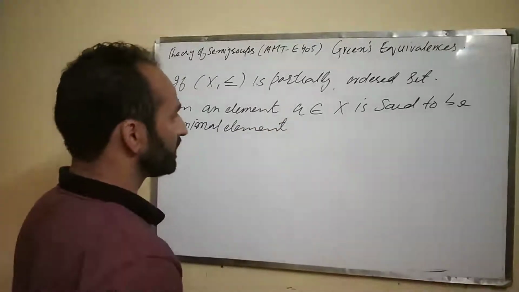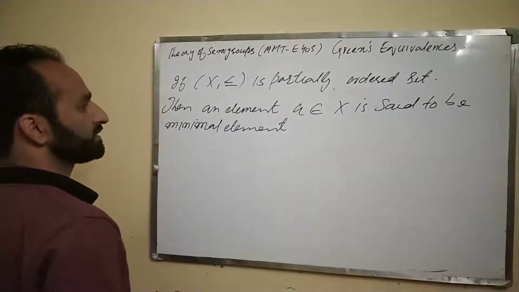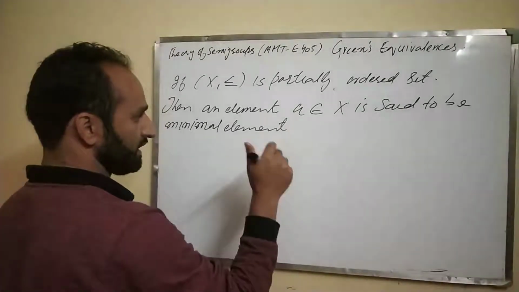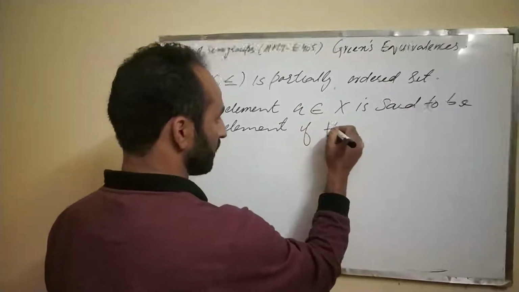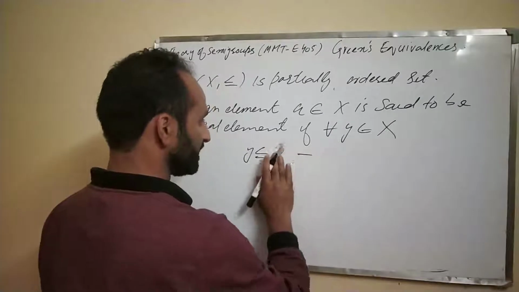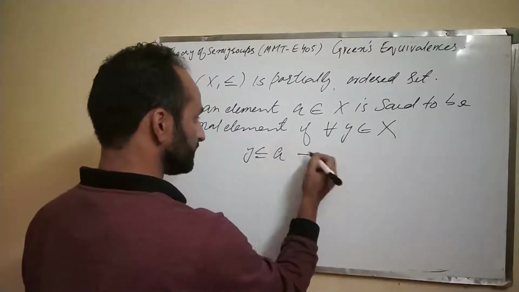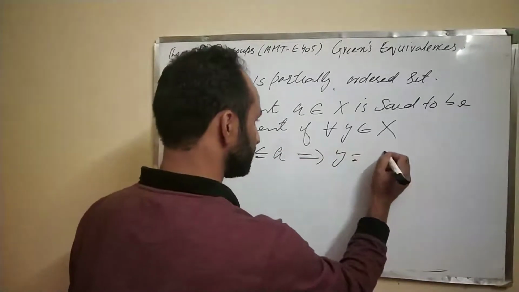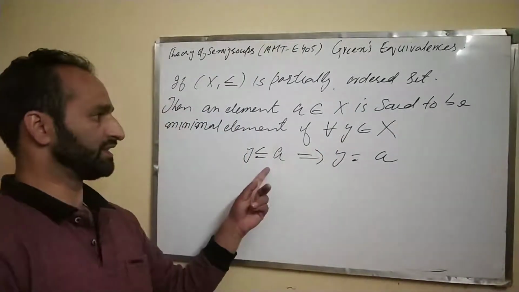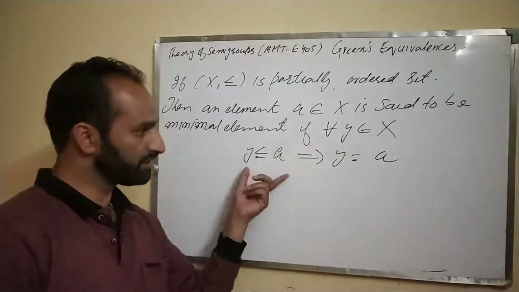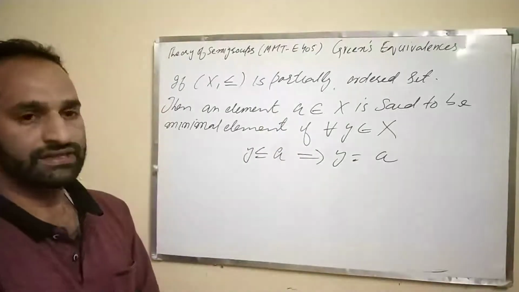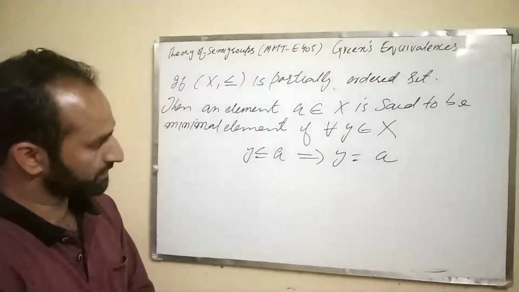Is said to be a minimal element if there does not exist any element which is strictly less than A. In other words, if for all y belongs to X, y less or equal to A implies y should be equal to A. So there should not exist any y which is strictly less than A. That means if for any y less or equal to A, this y should be equal to A, then we say that this A is a minimal element of X.